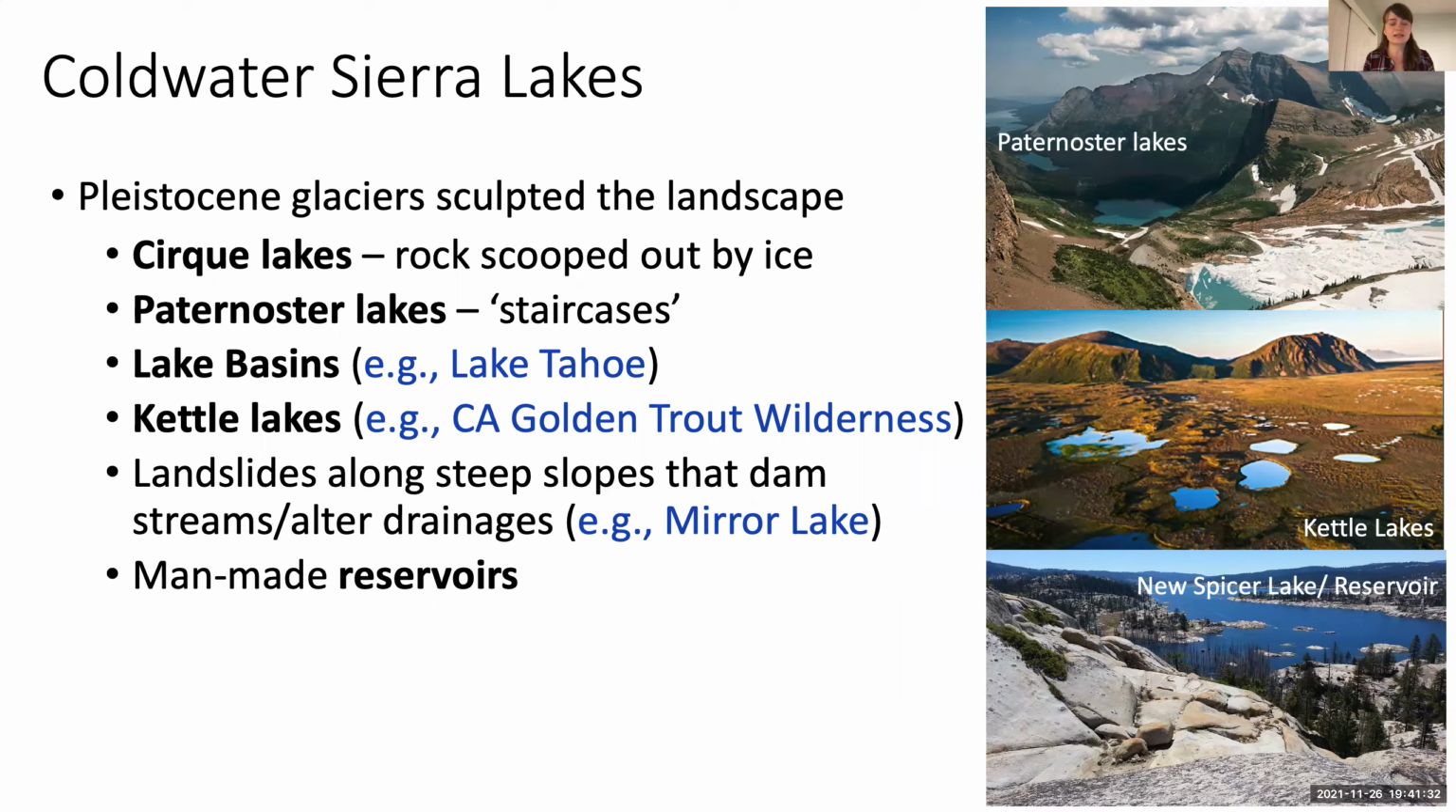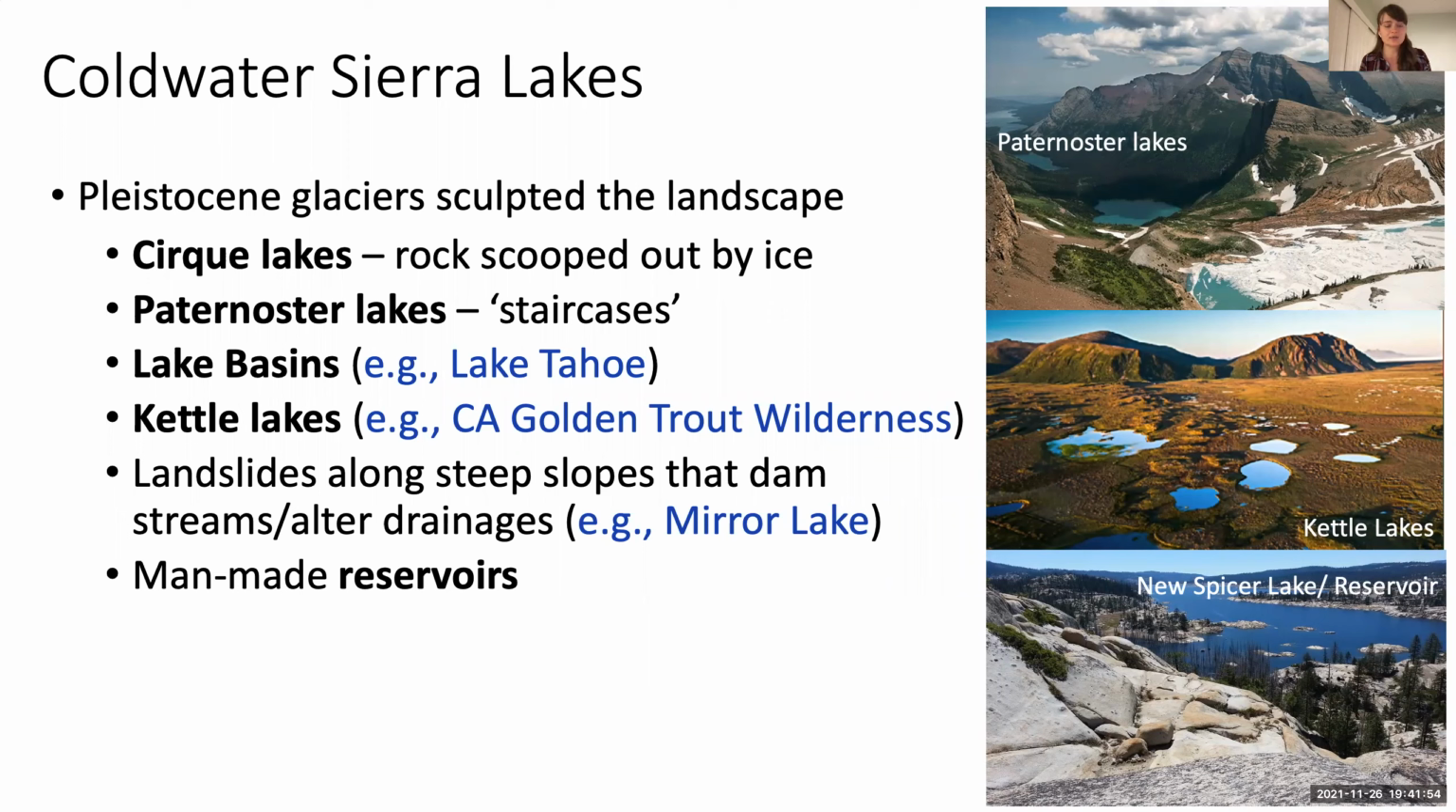And there are also lake basins. So like the area surrounding Lake Tahoe, there's lots of lakes there, or there's an area called the Lakes Basin, which is an hour north of Tahoe, with lots of lakes. Then you can also get kettle lakes, which are pooled in hollow areas that tend to have moraine. So areas like the California Golden Trout Wilderness have some lakes like this.